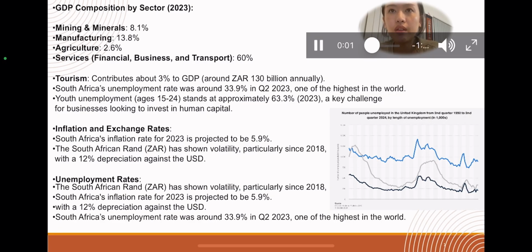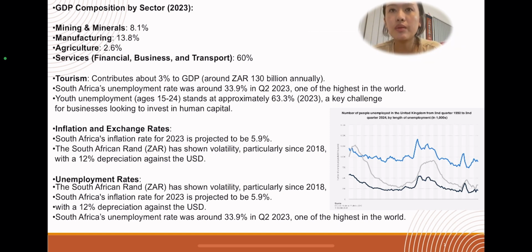South Africa is the most industrialized economy in sub-Saharan Africa with a diversified economic base. However, the country faces several structural economic challenges. The mining sector, which once drove South Africa's growth, now contributes only about 8% to GDP as the country struggles with declining production in gold and platinum mining. The economy remains highly dependent on services, which account for about 60% of GDP.